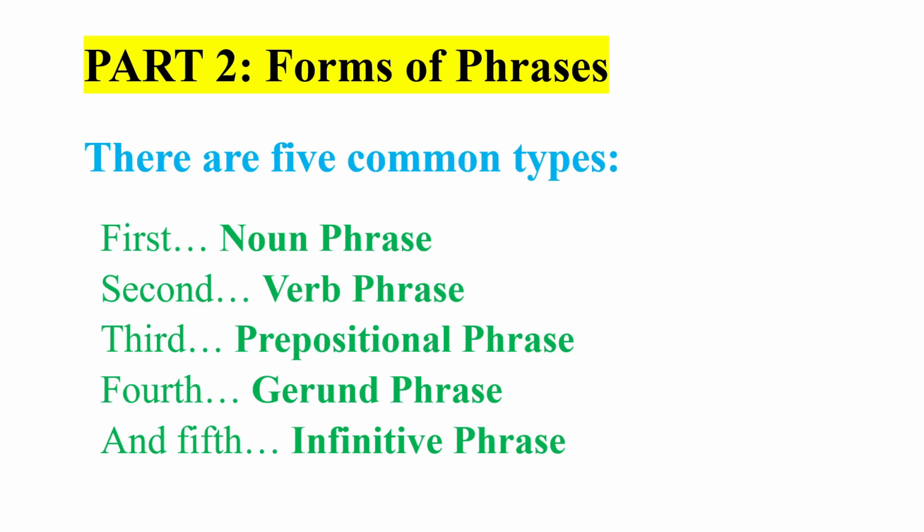Now, let us look at different types of phrases. There are 5 common types. First, noun phrase. Second, verb phrase. Third, prepositional phrase. Fourth, gerund phrase. And fifth, infinitive phrase. Don't worry, we will learn each one step by step.